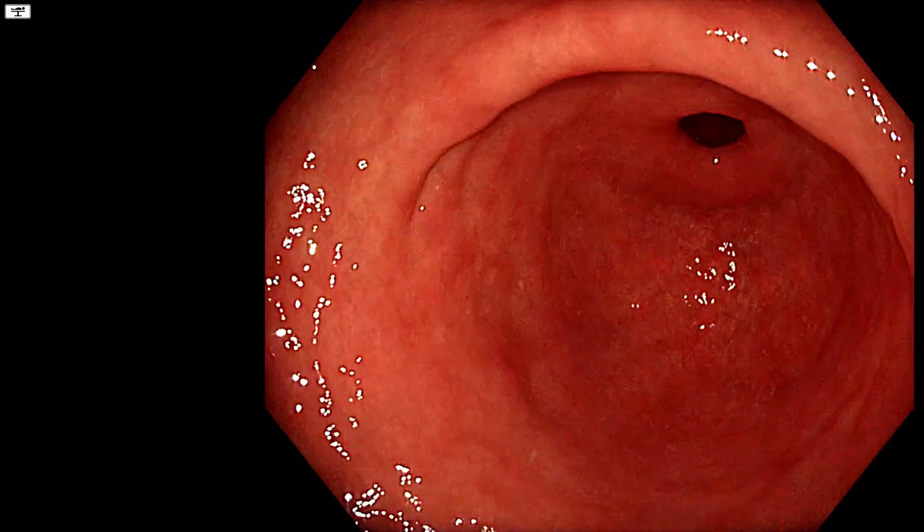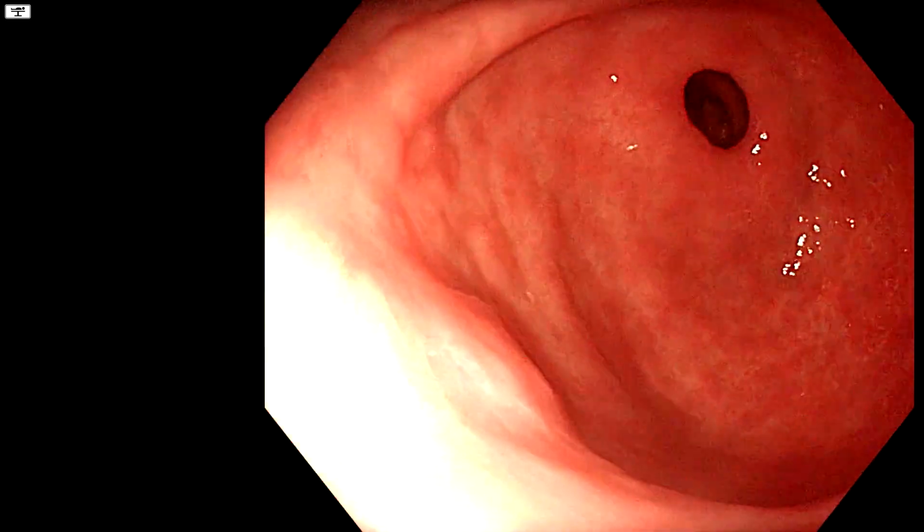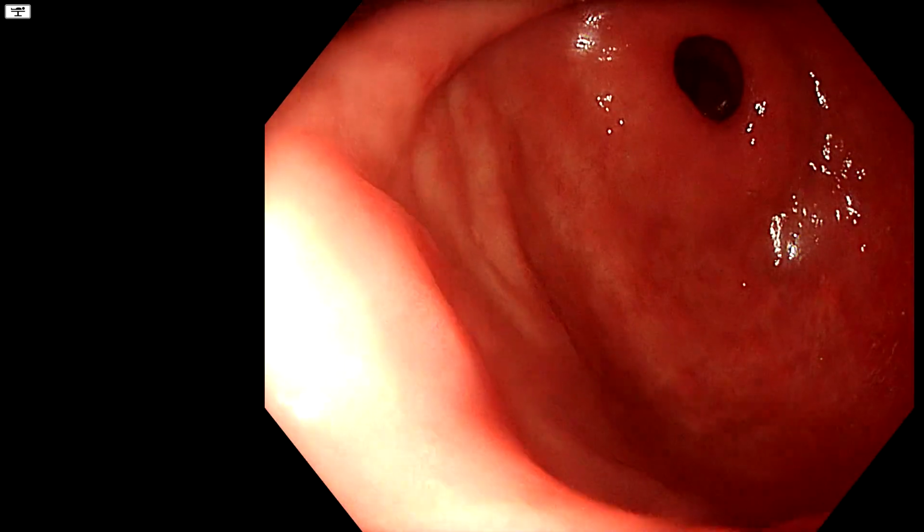Okay, I hope you enjoyed that. Not something you commonly see. So low-grade dysplasia in an atrophic stomach.